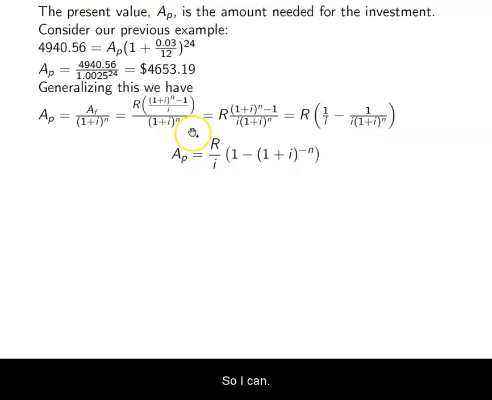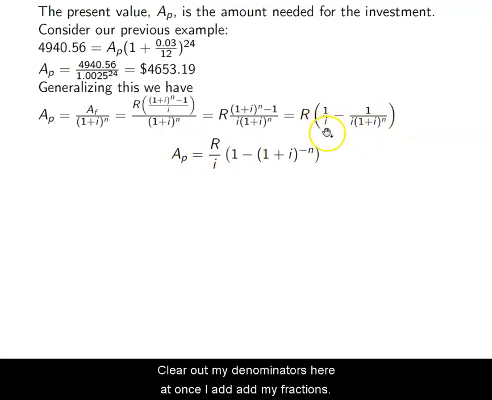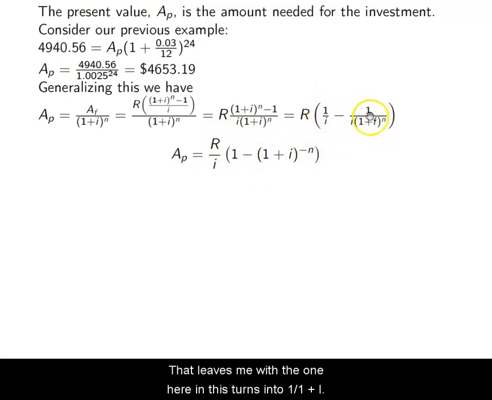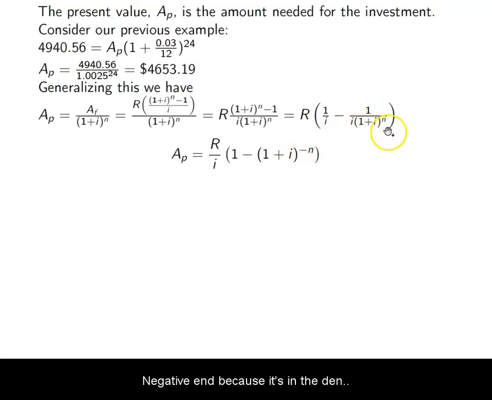Okay, so I can clear out my denominators here. I'm sorry, add my fractions basically, and pull out this common I. So I have R over I. That leaves me with a 1 here, and this turns into 1 over 1 plus I to the negative n because it's in the denominator.